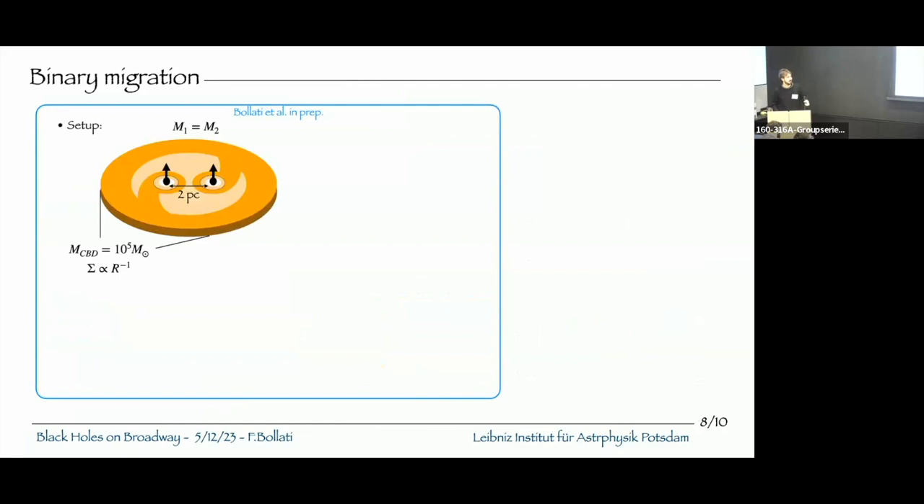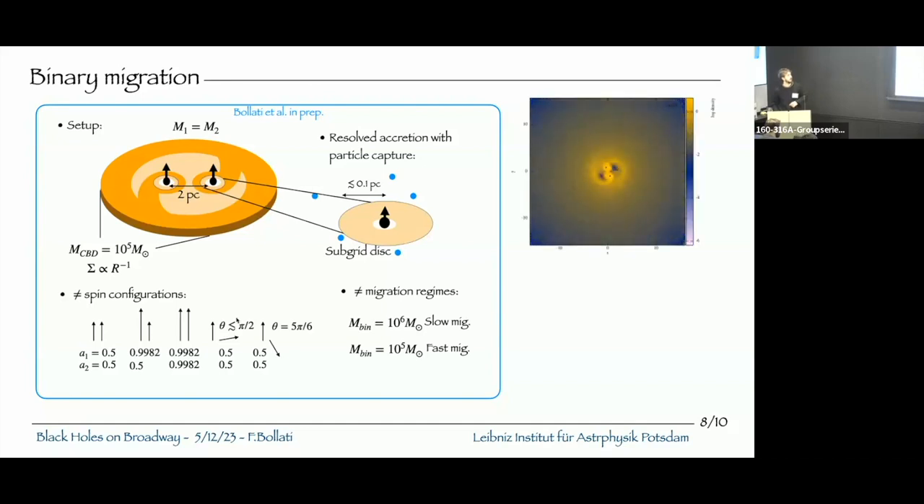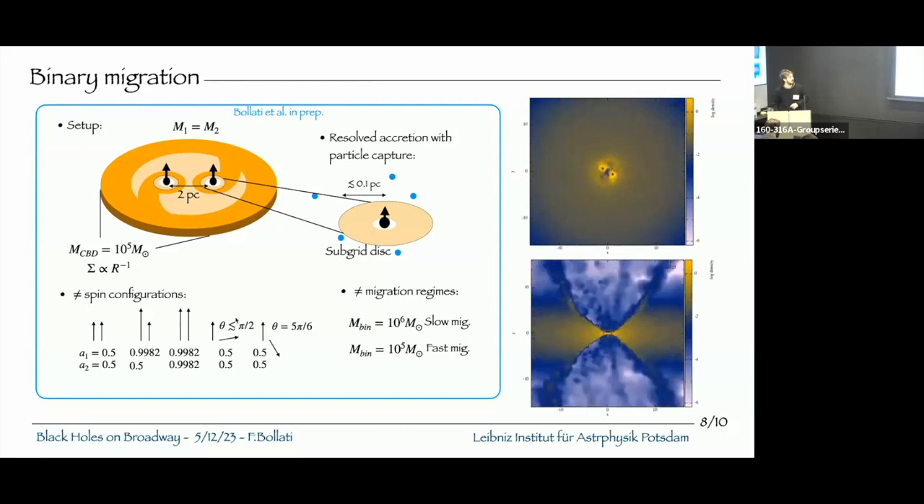This time, the size of the subgrid accretion disk can be smaller, comparable or larger compared to the smallest resolved scales, and in this case, therefore, accretion is performed via particle capture. We consider different spin configurations in terms of moduli and inclinations, and also different binary masses that without feedback correspond to different binary migration regimes. I can show you one of these simulations. In the face-on view, we can see the formation of mini disks around the black holes. And in the side-on view, there is the ejection of wind in the polar direction that also tends to flatten the disk near the binary.